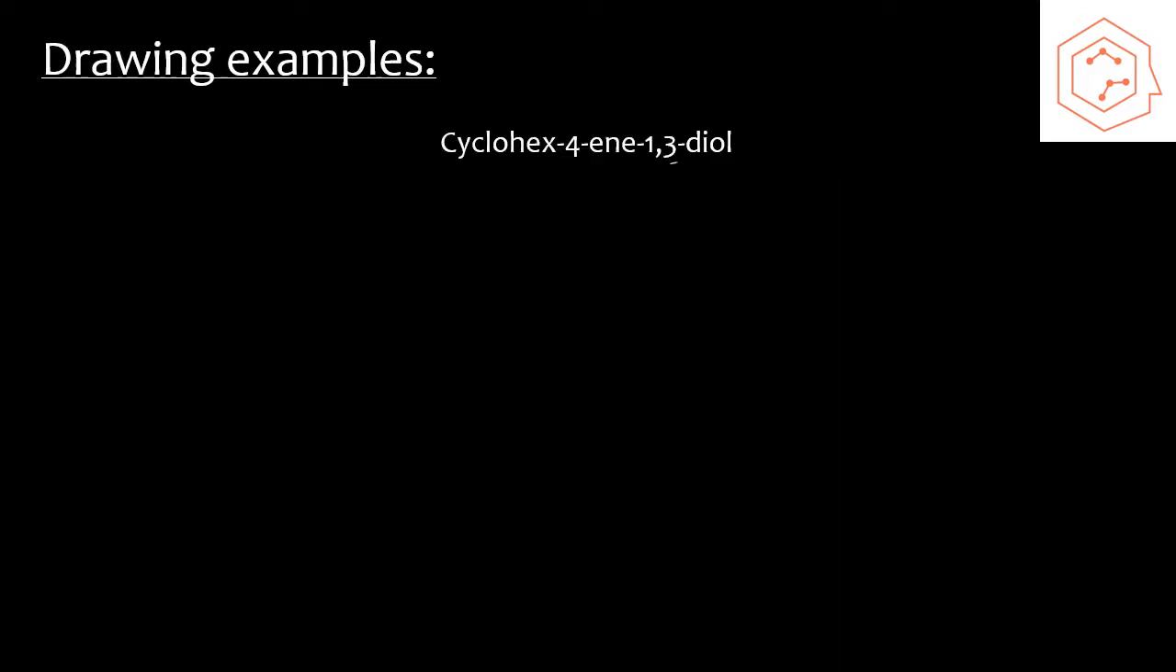So we're going to do one drawing example for cyclohexane-1,3-diol. So there's a lot we can actually decipher from this name. I know it looks a little complicated, but let's break it down. First, we see that we have cyclohex. This means that we're going to have a 6-membered carbon ring. So we can just go ahead and draw that in here. That's going to act as our parent structure.